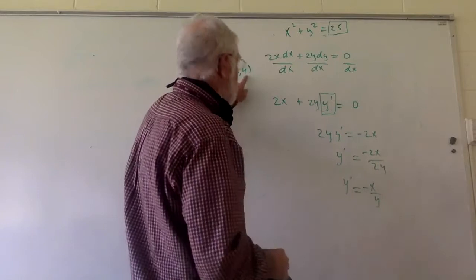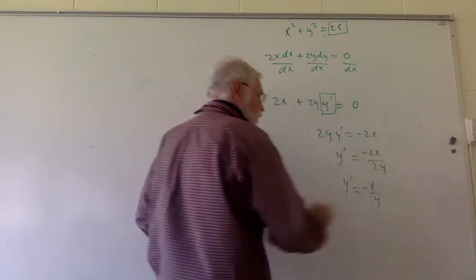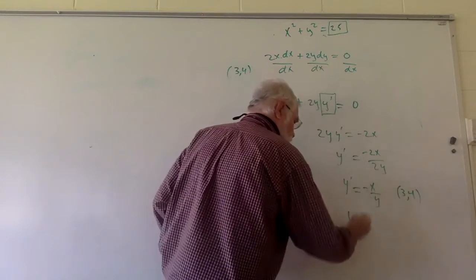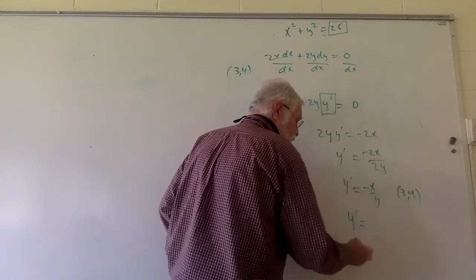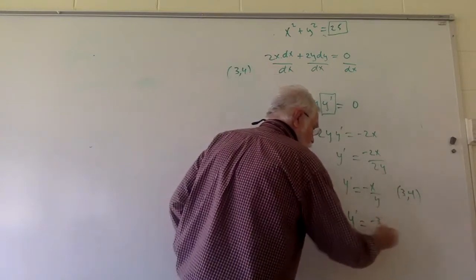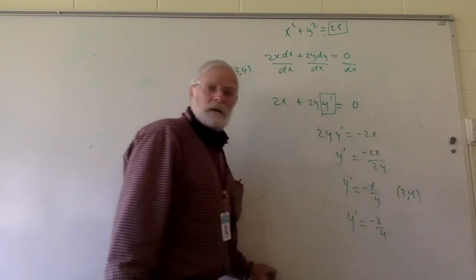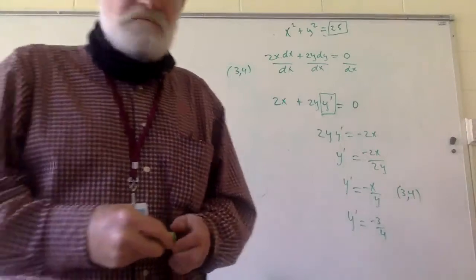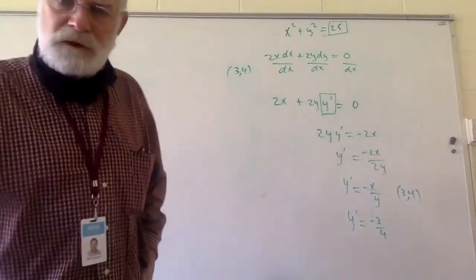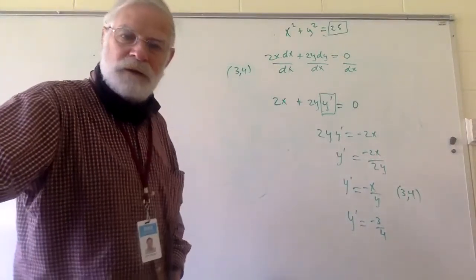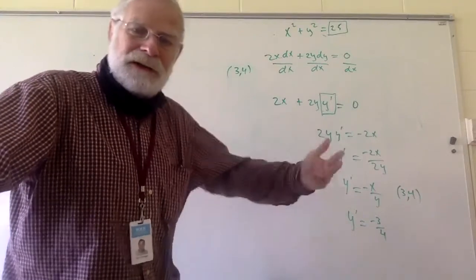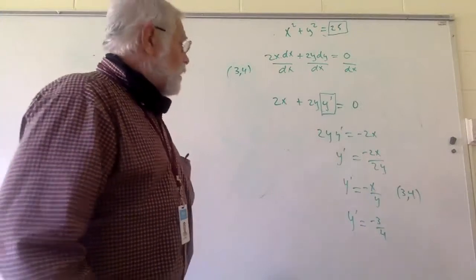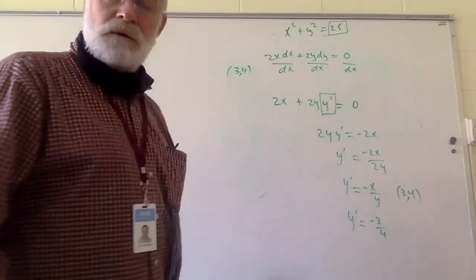Oh, well, I got an x and a y. I got the 3, 4. So that gives me y prime is equal to, at that position, minus 3 over 4. And that's called implicit differentiation. Have to go back to when somebody called it that to figure out why they chose that. Implied, implicit, I don't know. But that's how you do things.